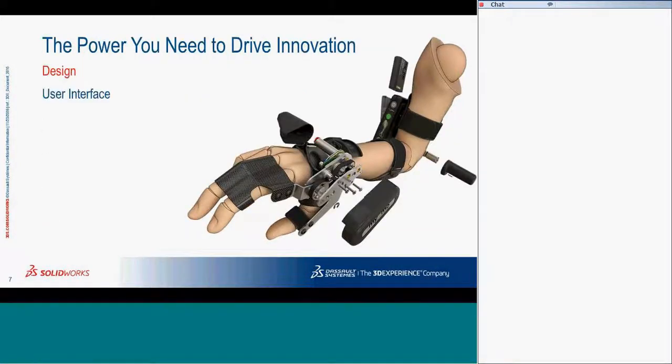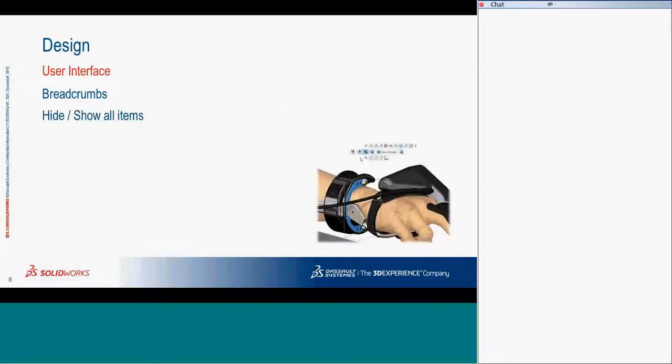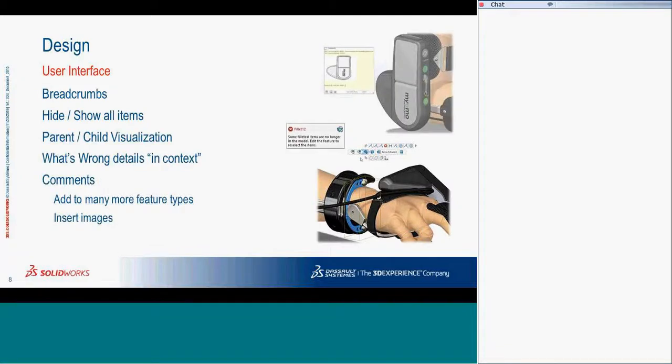Now let's take a look at what the new features are at the design level: under user interface, sketching, modeling power, surfacing, sheet metal, assembly, and in the end we'll take a look at the new features under drawing.